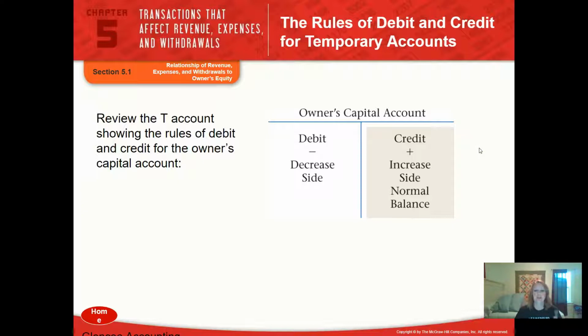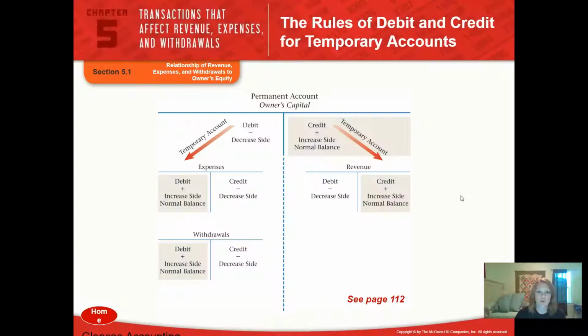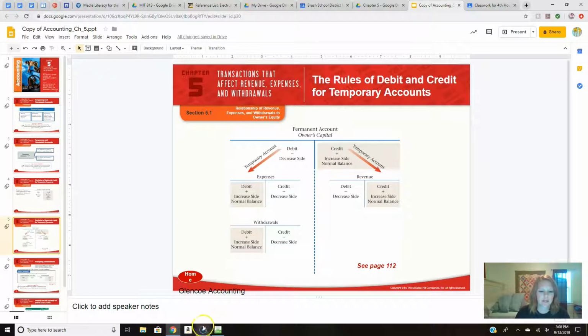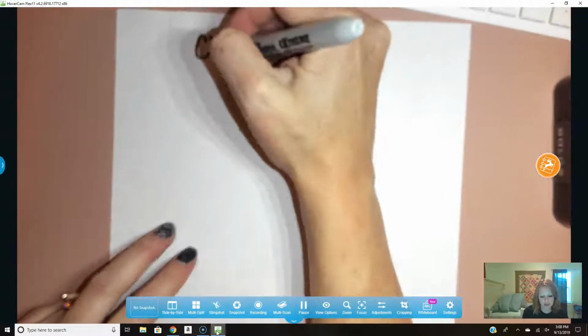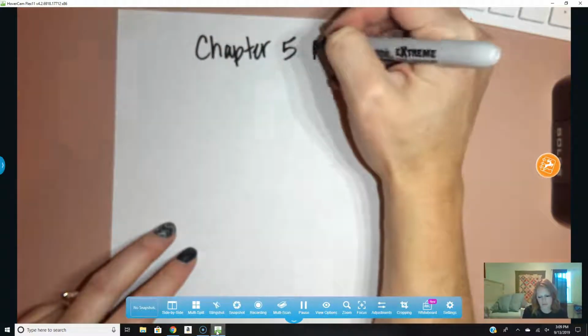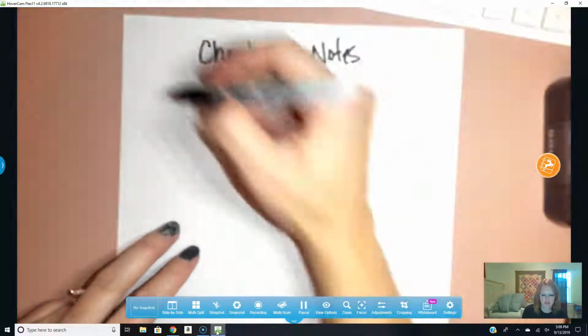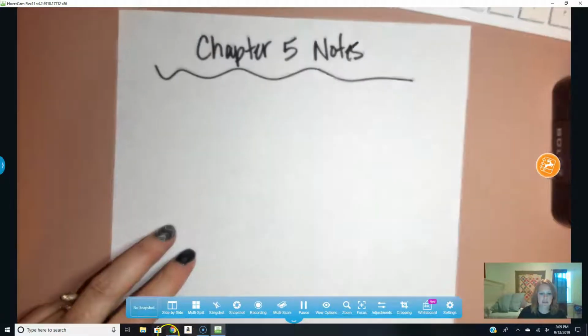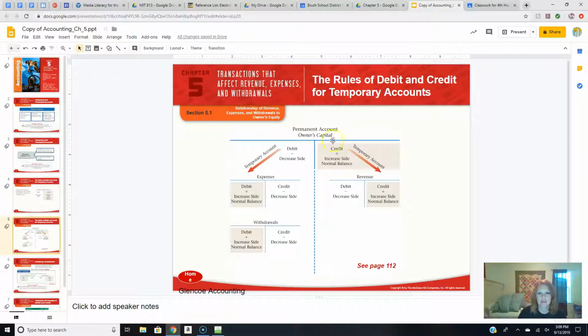So as we're looking at temporary accounts, we need to remember our rules for our owner's capital account. And just remember that on our debit side or credit side, this is how we increase capital, and that's the normal balance. So this is actually what I want you guys to record on your note sheet. So let me just exit out of this. I want you to do chapter 5 notes, and you are going to basically recreate this on your note sheet.